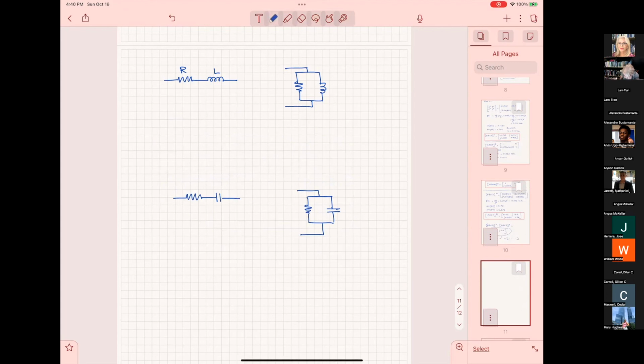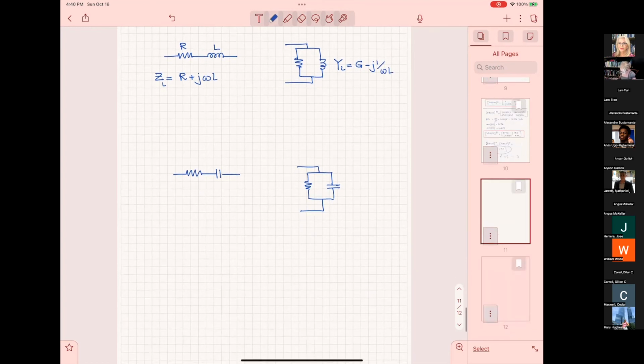So for series, I'm writing that the total impedance is R plus J omega L. And here, because they are shunt, this is load, say, all right? The total load as an admittance is G minus J over omega L, because this is an inductor. Minus 1 over omega L. Okay? So that's negative here.